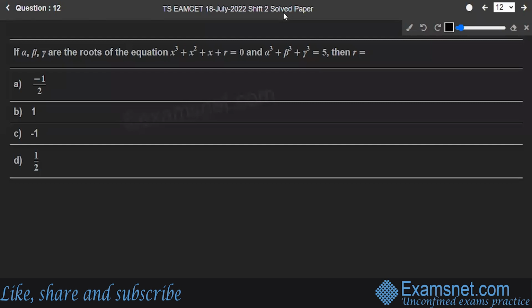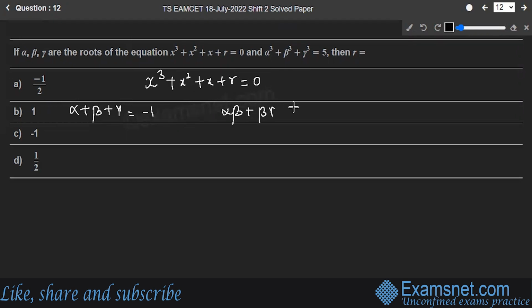Question number 12. If alpha, beta, gamma are the roots of this equation and alpha cube plus beta cube plus gamma cube is equal to 5, then r is equal to what? So the given equation is x³ + x² + x + r = 0. Alpha, beta, gamma are the 3 roots. So if they are the 3 roots, sum of the roots is given by −b upon a. b is the coefficient of x², a is the coefficient of x³. So that means it's −1.